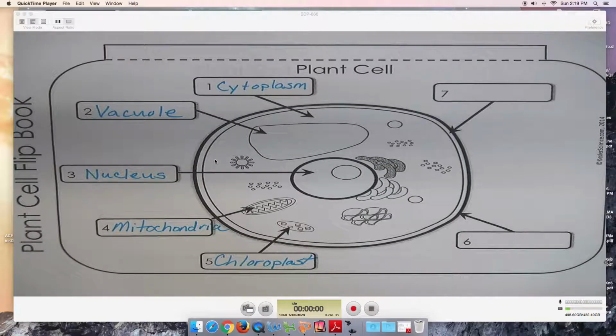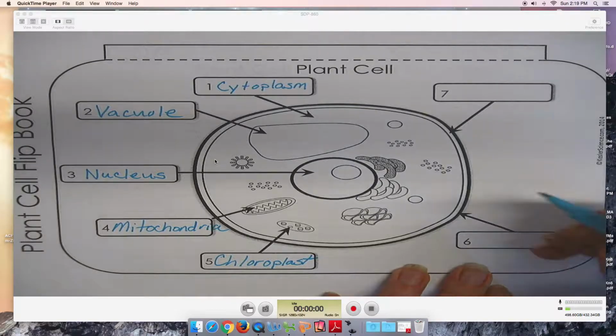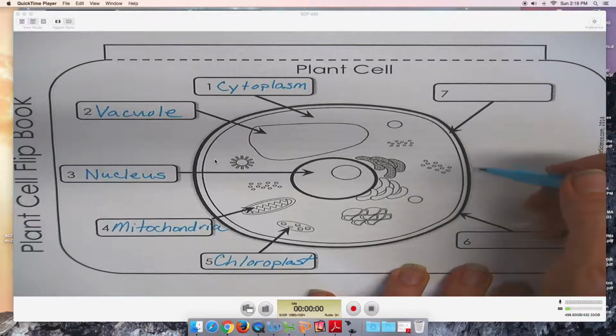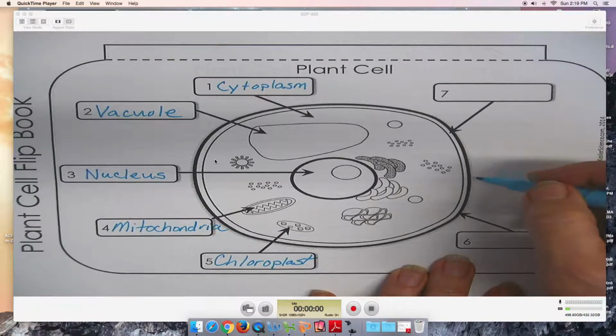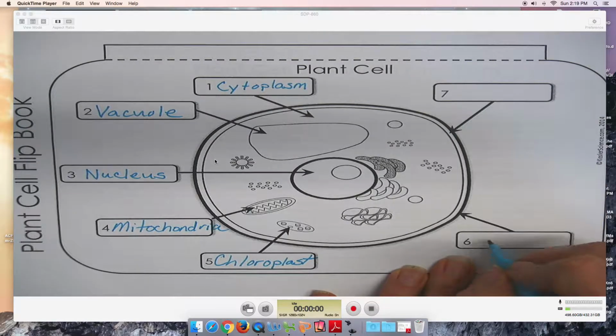The chloroplasts are green. They look like little green discs kind of stacked up on top of each other, and they trap that sunlight and help the cell to make food. So chloroplasts, very, very important, full of chlorophyll, which is what makes them green. Number 6, another part that you did not see in the animal cell, but you did see in the onion cells. It's called the cell wall.